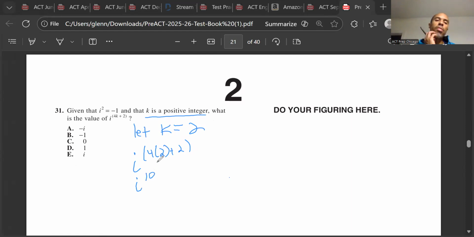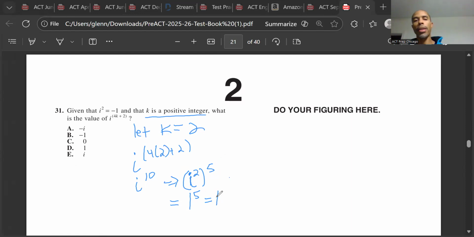And then it says i squared is equal to -1. That means we need to express this in terms of i squared. So we can write i to the 10th as i squared to the 5th. Why did we do that? Because they gave us i squared equals -1. So i squared is just equal to -1, and then -1 to the 5th power is just -1. So that's what happens when k is equal to 2.